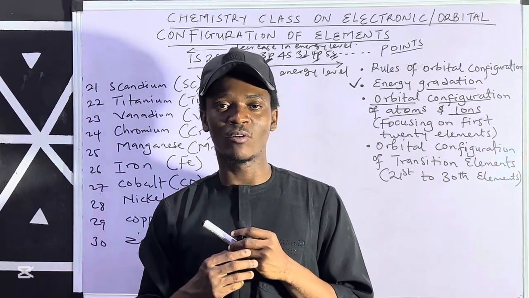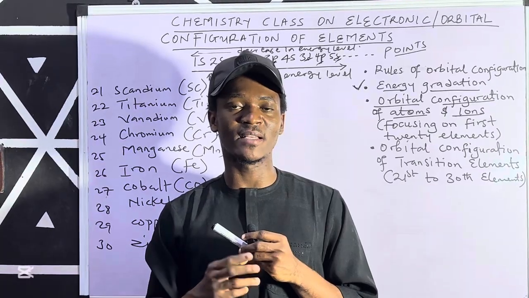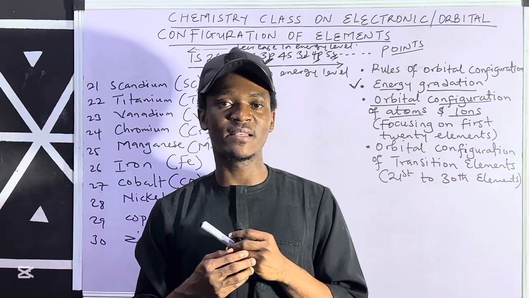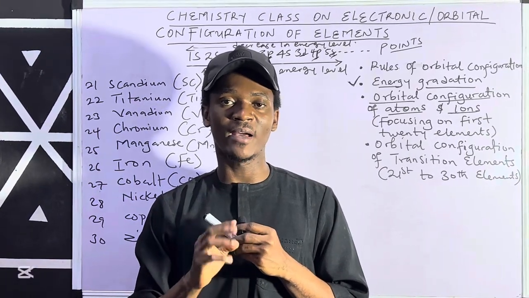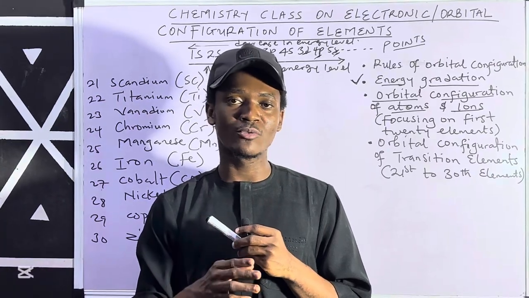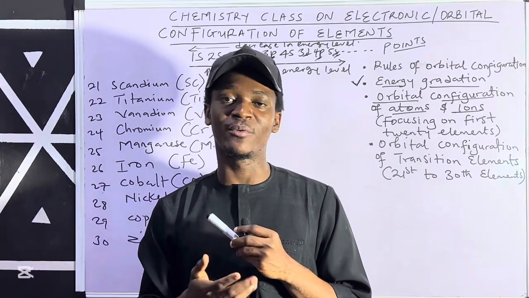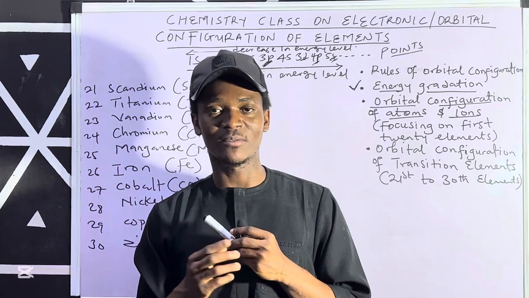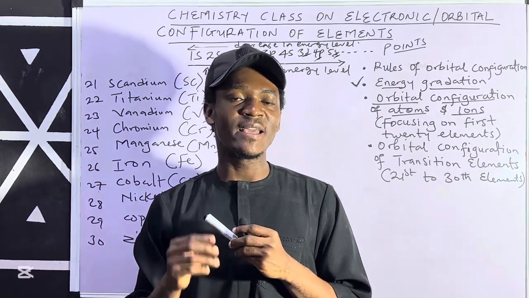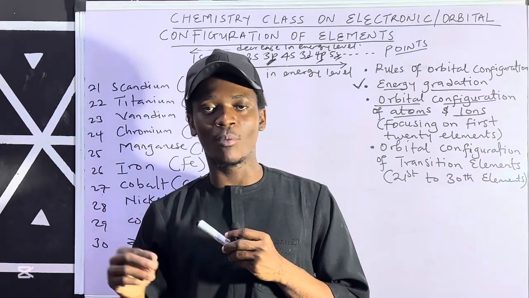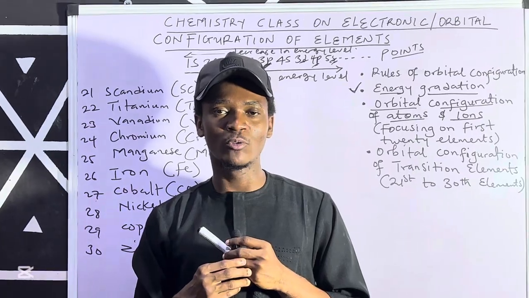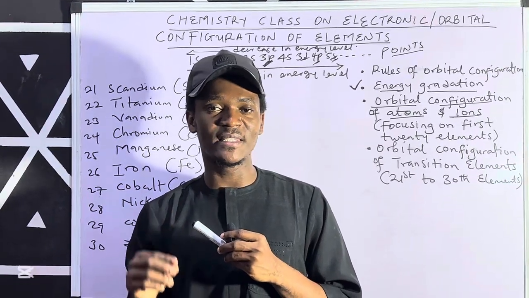Now, the first property or characteristic of transition elements is that they are all metals. So there is no transition element that is a non-metal. All of them are metals. Then what is the second property? They are located between the group 2 and the group 3 elements of the periodic table. That's the second. Then the third property is that they have partially filled d orbitals. That's one of the unique properties of transition elements. They are known for their partially filled d orbitals.